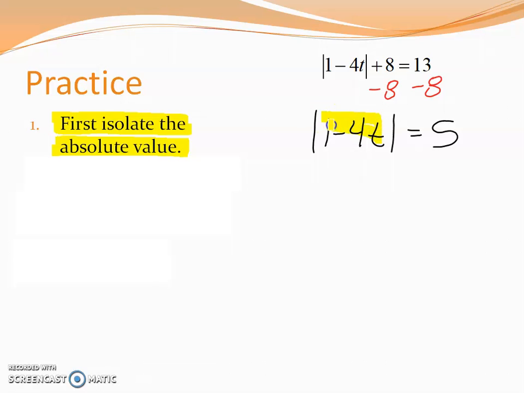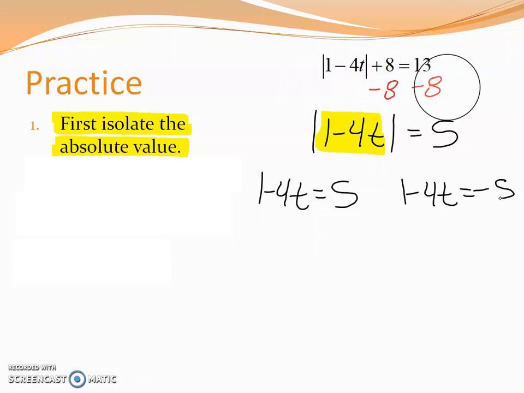Now I can say, okay, 1 minus 4t could equal two things. It could equal a 5. 1 minus 4t could equal a 5. Or 1 minus 4t could equal a negative 5. Both of those statements would end up making that true. Okay? So the steps have kind of changed our order here. First step, isolate the absolute value. Now that I've got it isolated, I can set up my two equations. Okay? Now I'm ready to solve.